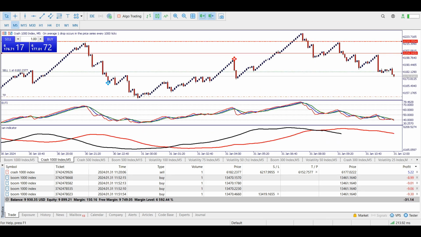So if you look at our profits on Crash 1000, they keep on increasing. They are keeping on growing. That's a good sign. That's a good thing. So it means that we are now flowing in money. Now let us wait for Boom 1000 as well as Crash 1000 to keep on paying us. Let us see where we will get.